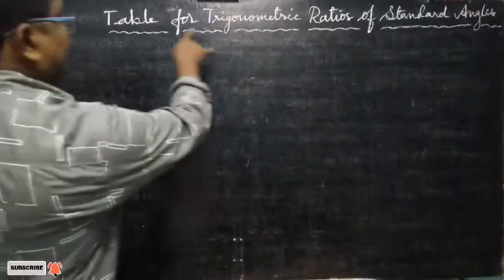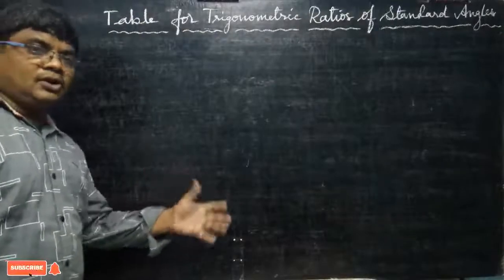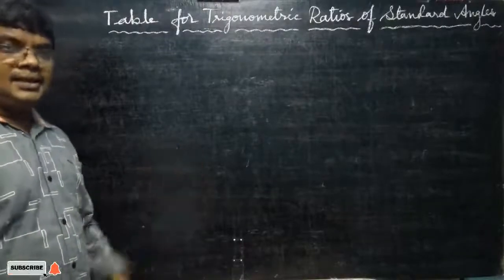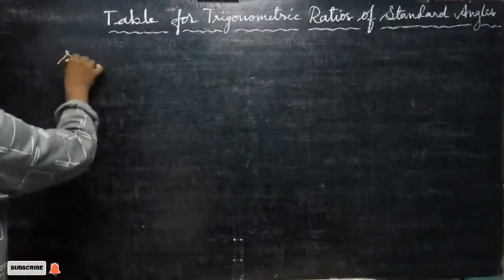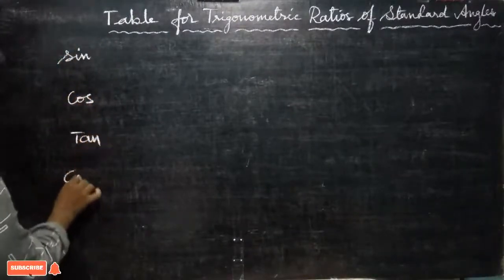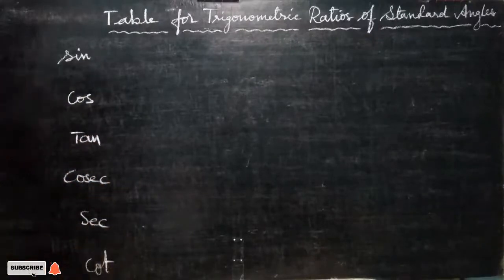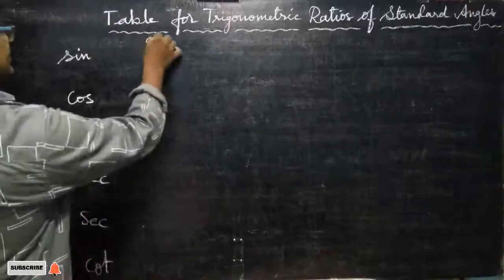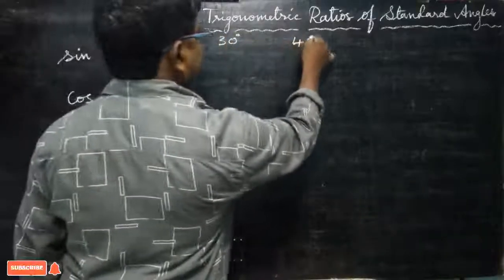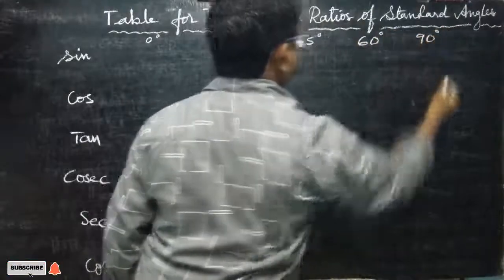Now we are going to learn the table for trigonometric ratios of standard angles. Just now I showed and proved how we got them. In a tabular form I will teach you, which you can remember easily. The sequence I told you: sin, cos, tan, cosecant, secant, cot. Are you able to follow? 0 degrees, 30 degrees, 45 degrees, 60 degrees and 90 degrees. Standard angles.